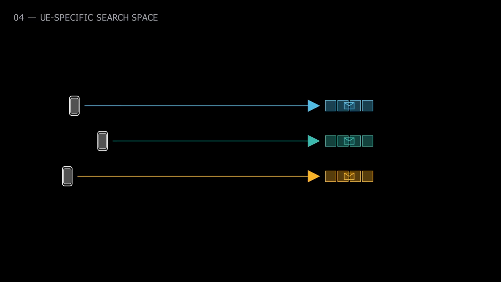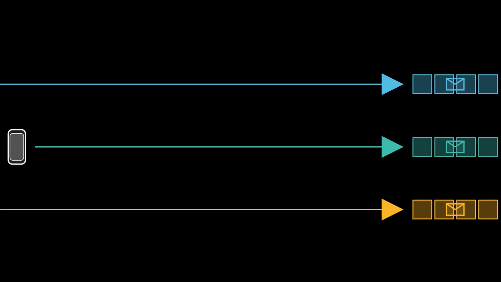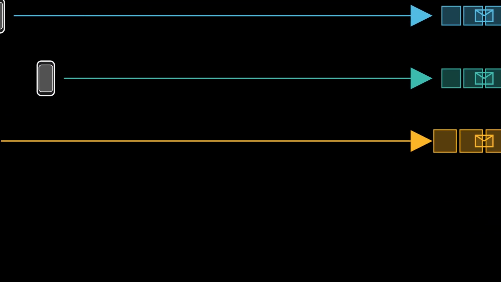After the UE enters connected mode, the network configures a dedicated search space for each UE. Now each UE monitors its own search space, instead of monitoring every possible location.